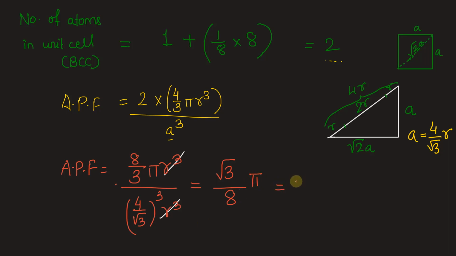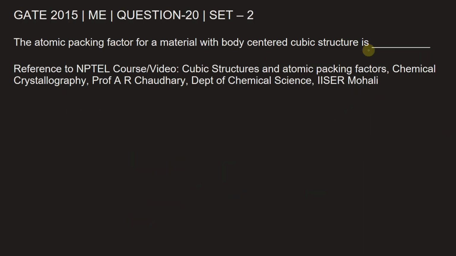This is calculated as 0.68. So we have the atomic packing fraction of a body-centered cubic unit cell, that is 0.68. Let's fill in the answer. Atomic packing factor for the material with body-centered cubic structure is 0.68.